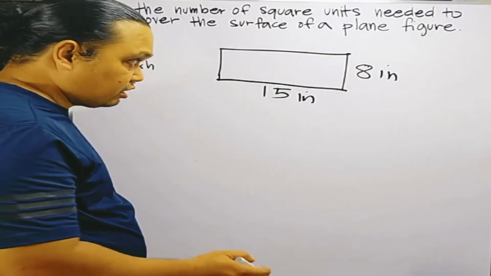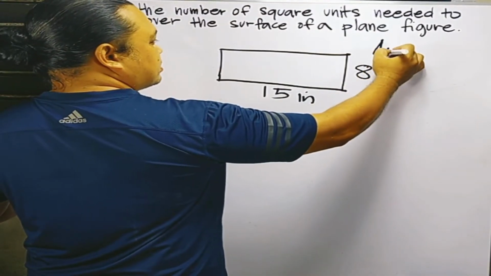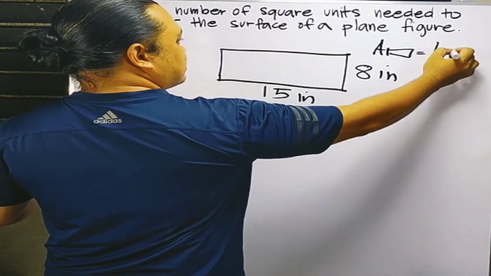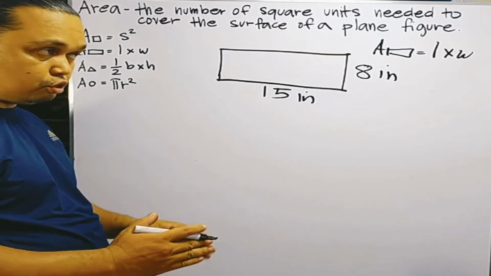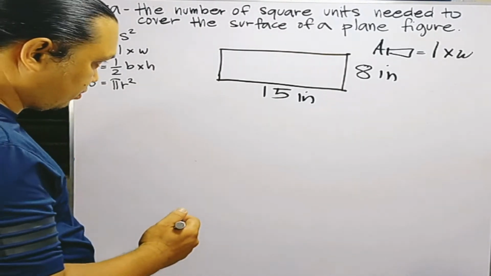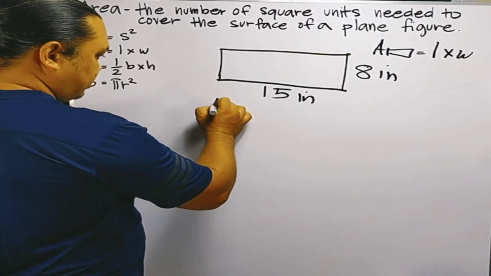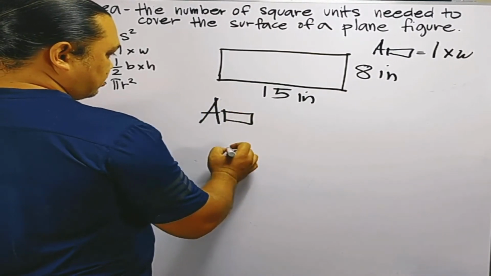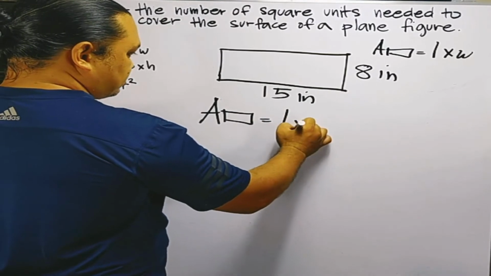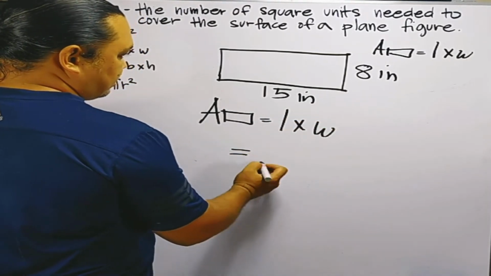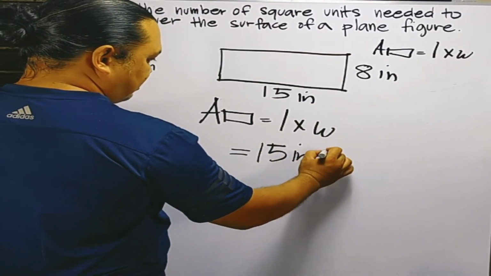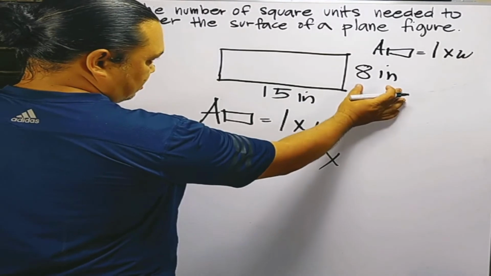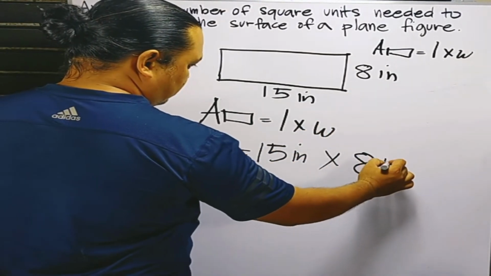To get the area of this rectangle, we have to use the formula. The area of a rectangle is equal to length times the width. All we need to do is just substitute the values. First, let's write the formula. Area of a rectangle equals length times the width. What's the length? The length is 15 inches, times what's the width? That's 8 inches. So let's put 8 inches here.